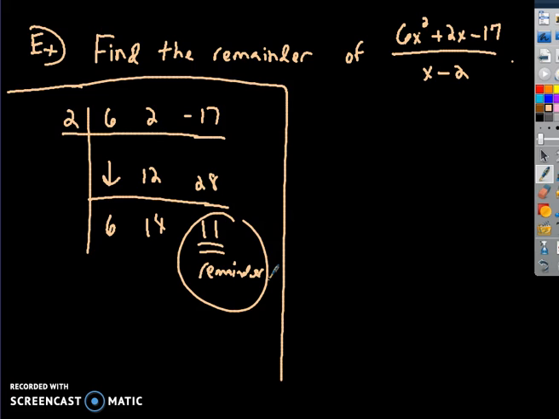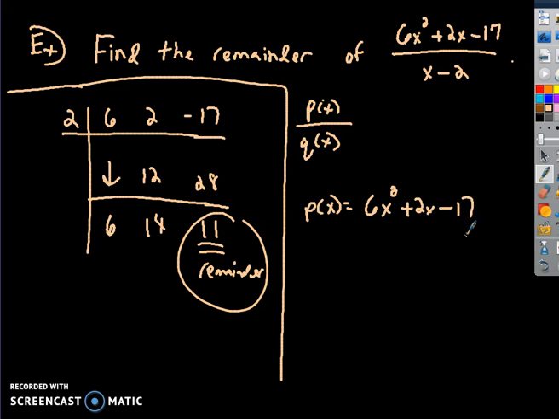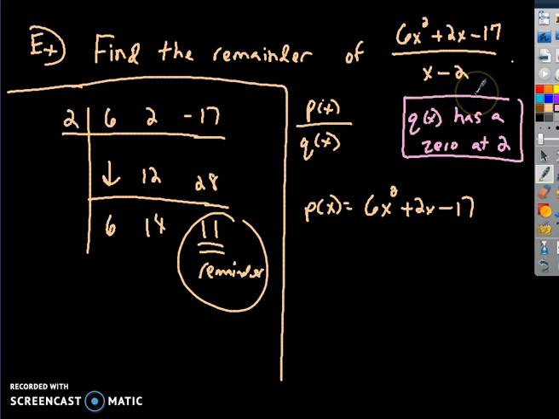Now, let's say that on the top there, that was P of x. On the bottom, that was Q of x. So if that's true, then P of x is equal to 6x squared plus 2x, subtract 17. And Q of x has a 0 at positive 2. Right? Because positive 2 makes the bottom 0.